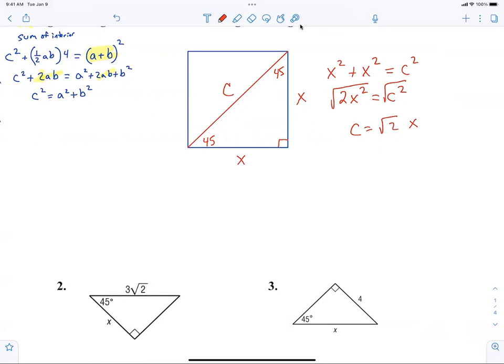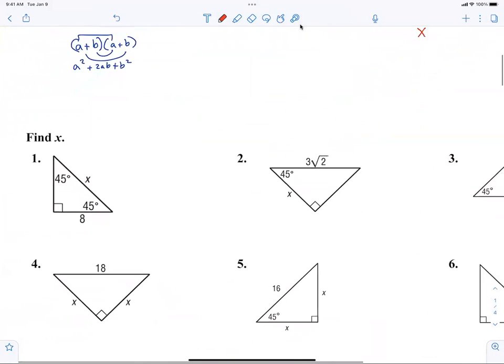And again, I'm not kidding. I don't understand the difficulty here. All right, so that's a simple proof for 45, 45, 90 triangles. The hypotenuse is always the side of the square times what? Times radical 2. That's how easy that is. Anybody have any objections to that? All right, now how is that helping me? So I'm just going to come down here to question number 1.